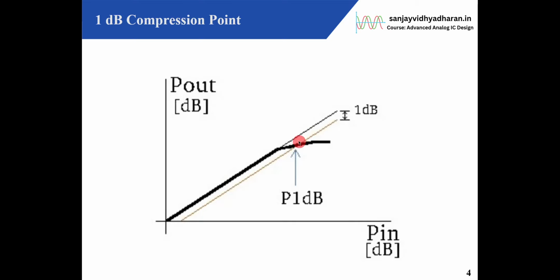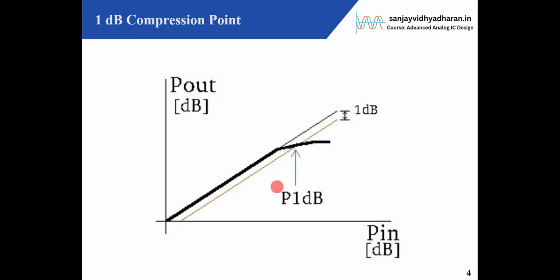If only these two black lines are shown, then we don't get the intersection point. So just to facilitate us to view this properly, it will draw one more line out here, with the same slope, but 1 dB lesser on the y-axis. So it will plot this, and the intersection point will give us the 1 dB compression point.